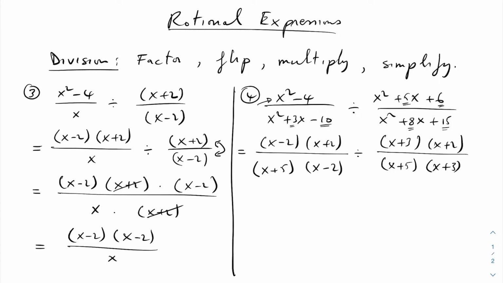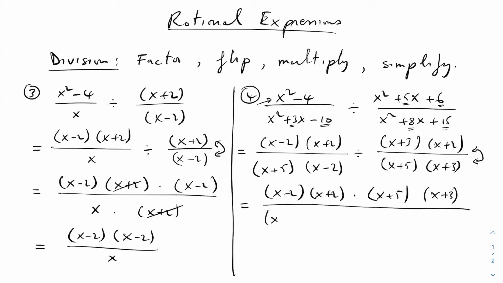And so now we have to flip the second fraction over and turn this into a multiplication. So we're going to have x minus 2, x plus 2, multiplied by x plus 5, x plus 3, all divided by x plus 5, x minus 2, multiplied by x plus 3, x plus 2. And so now let's do the last step, which is simplifying every factor that we can.